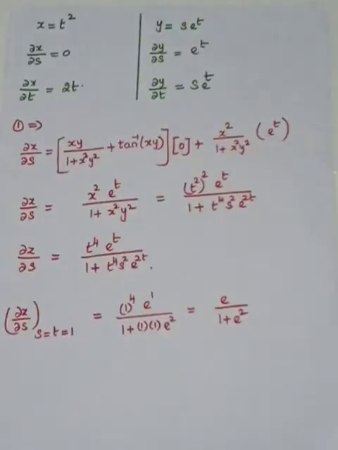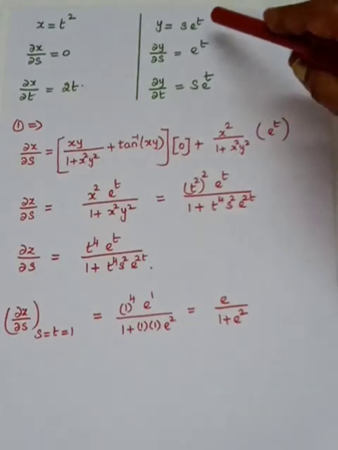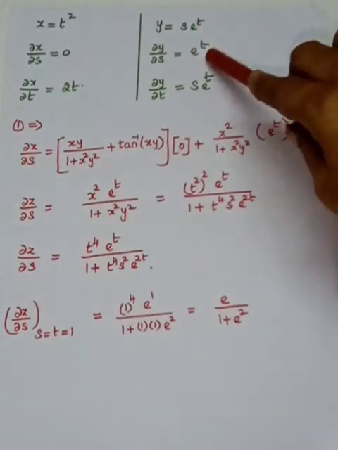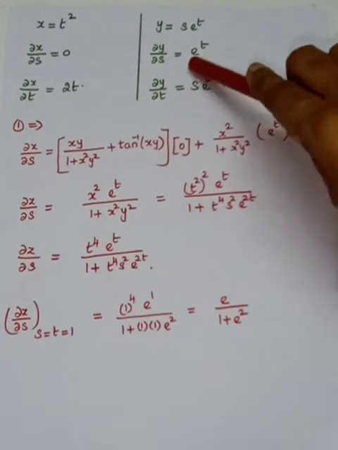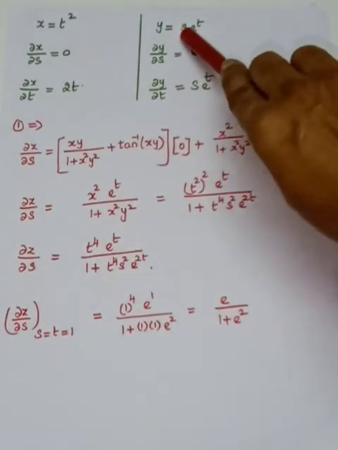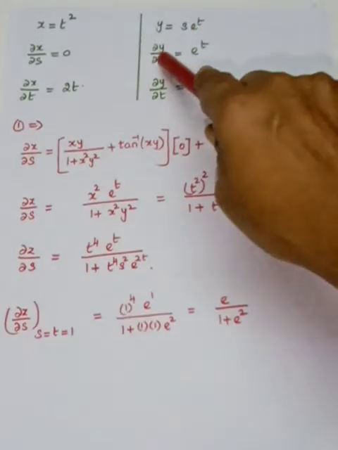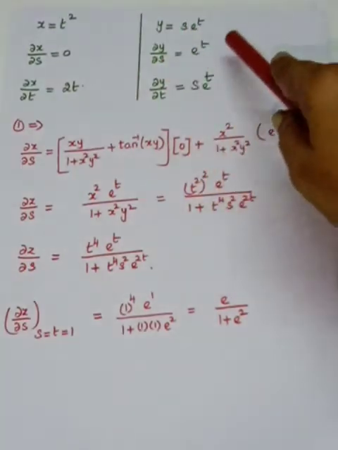Come to y, y is equal to s e power t. So first you have to differentiate y with respect to s. But what is a constant? T is the constant. So here e power t is a constant. So I have written as it is. What is remaining here? Yes. If you differentiate s partially with respect to s, it is 1.